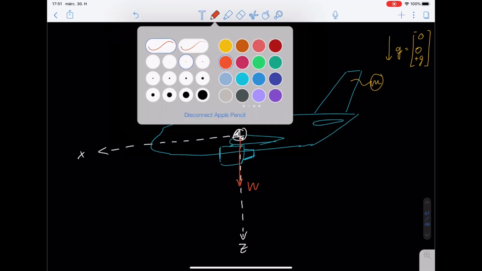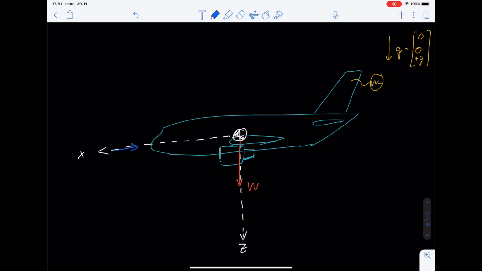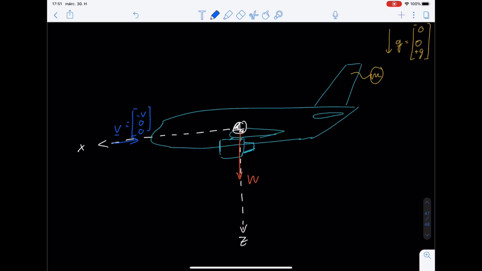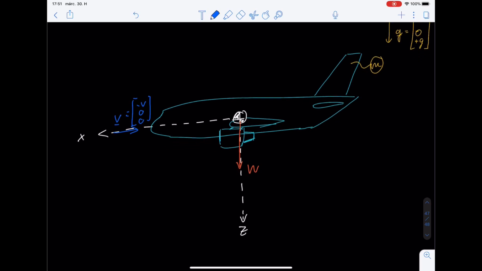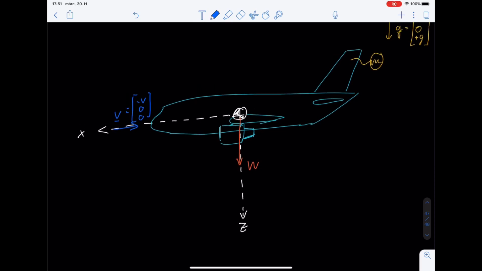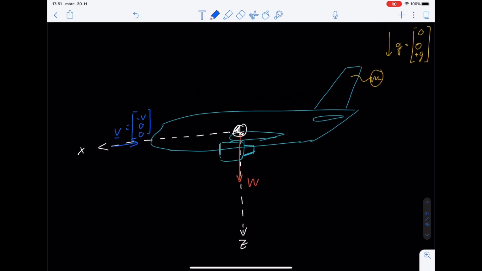and if the aircraft flies in a relative airflow, so it's minus v, 0, 0, and we presume this relative airflow to be coming from the negative longitudinal direction, in that case, we're also going to have aerodynamic forces on the wing, right?